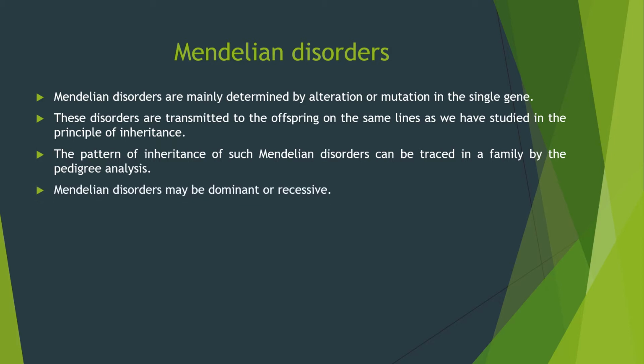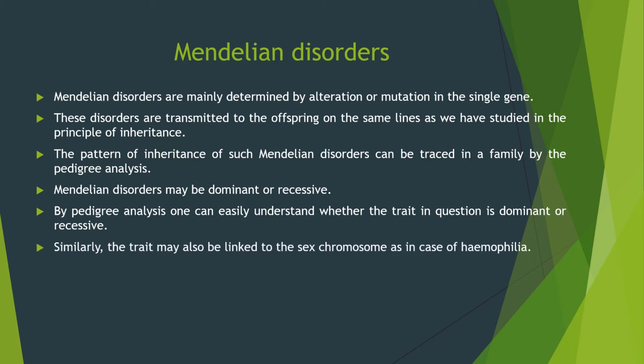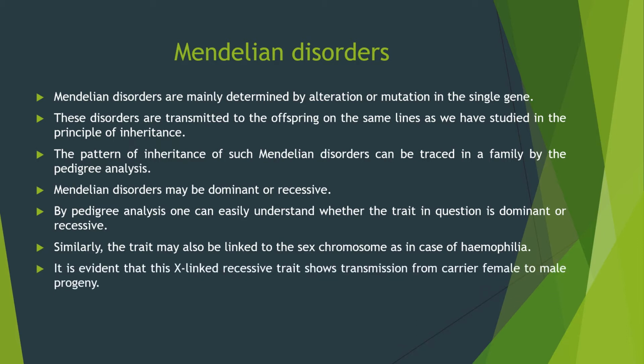Mendelian disorders may be dominant or recessive. By pedigree analysis, one can easily understand whether the trait in question is dominant or recessive. Similarly, the trait may also be linked to the sex chromosomes, as in the case of hemophilia. It is evident that this X-linked recessive trait shows transmission from carrier female to male progeny.